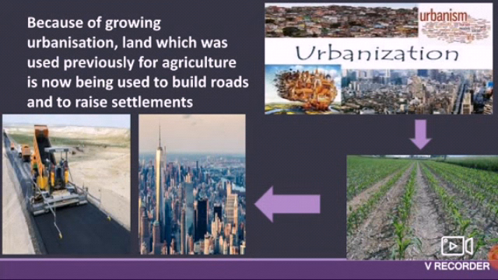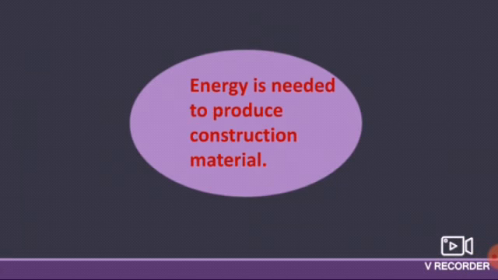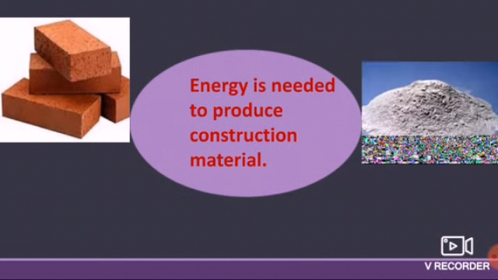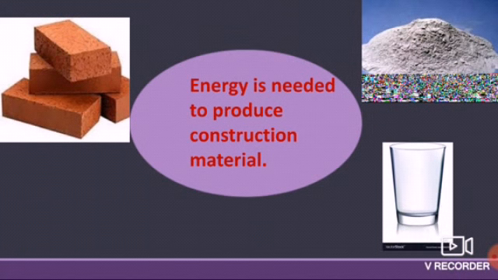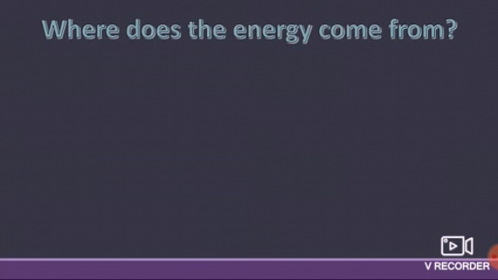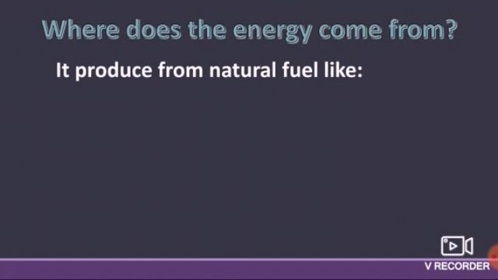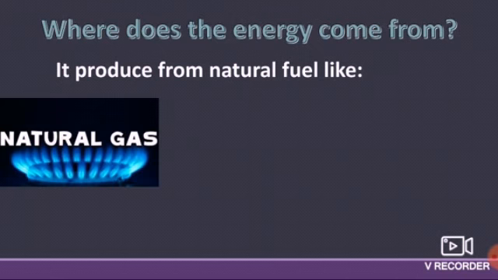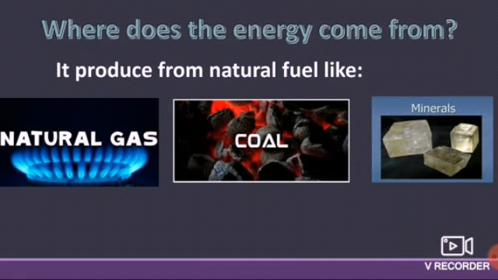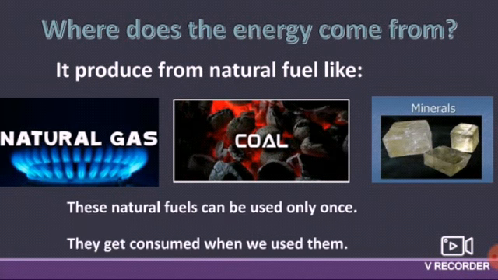So ultimately what happens? Ultimately we will see the pollution increases. Energy is needed to produce the construction material. You know this construction material required, such as bricks, cement, glass and many other things. In order to get all this material, what is required? Energy. Where does the energy come from? It is produced from natural fuels like natural gas, coal, minerals, etc. Students, when they get burned, what happens? It increases the air pollution.